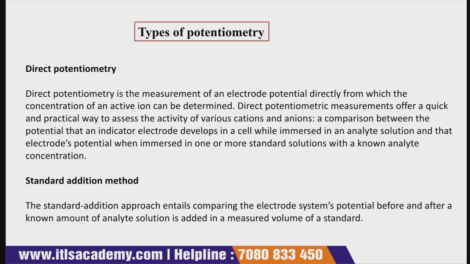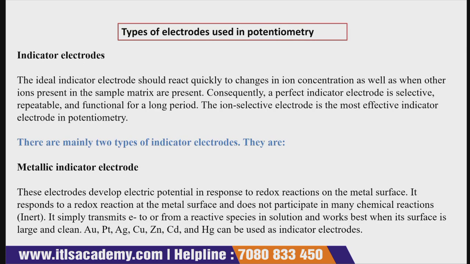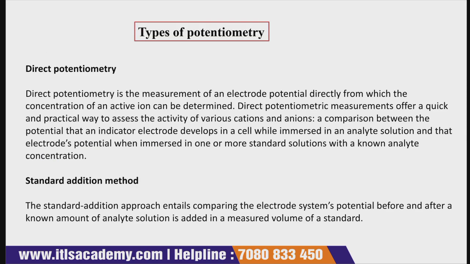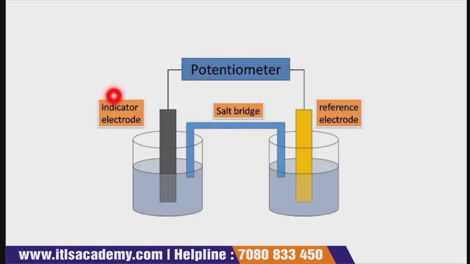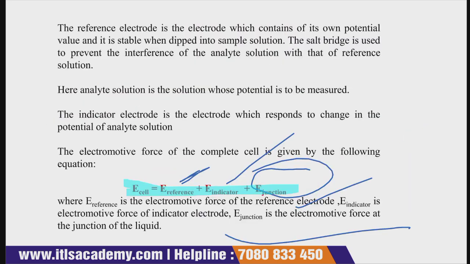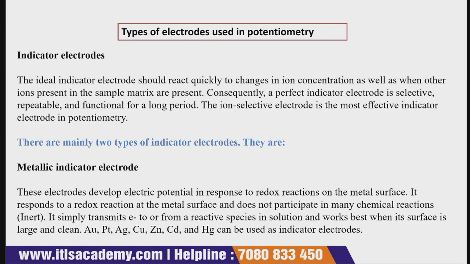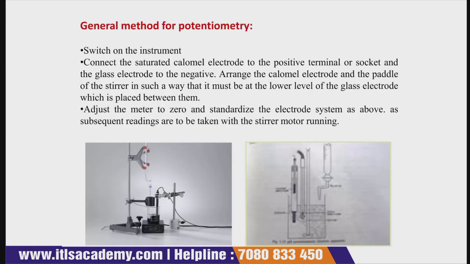So basically, in this the direct measurement is done, and in the standard addition method the comparison of electrode potential is performed before and after the amount of analyte solution is added to the volume of the standard. So this is the direct and standard addition method. Now, as we have already discussed the types of electrodes used in potentiometry, as you see, this is an indicator and reference electrode. Now we are going to understand the indicator electrode in detail.